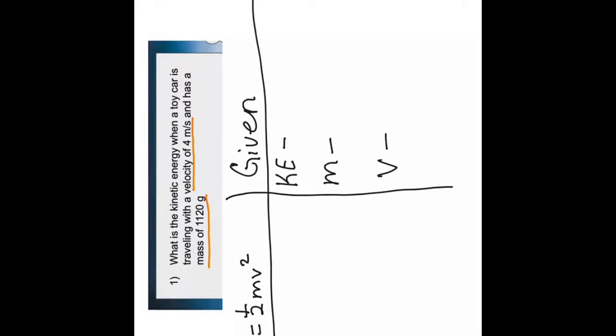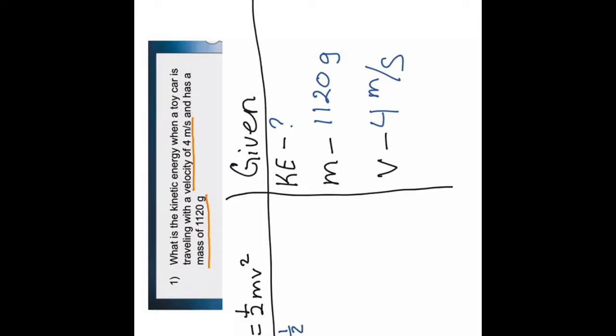Alright, so let's go ahead and fill this in. We have a velocity of 4 meters per second, so I'm going to put 4 meters per second right here. And it has a mass of 1,120 grams. And so that means KE is what we're looking for. So we're going to come over on this side and start filling everything in. So KE, we know we're looking for that, so we can leave that here. Equals, our 1/2 is going to stay here too.